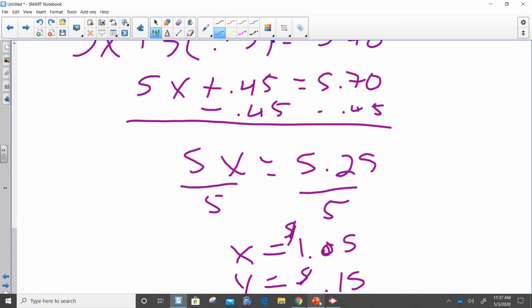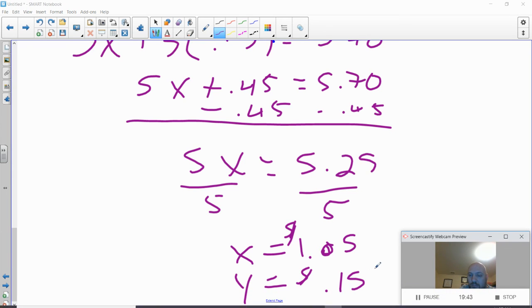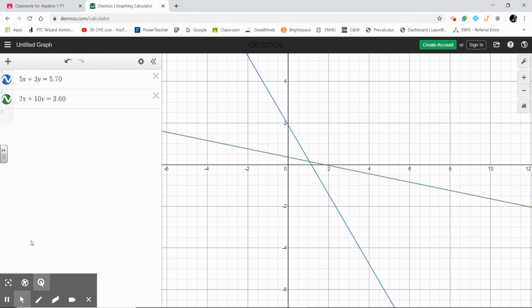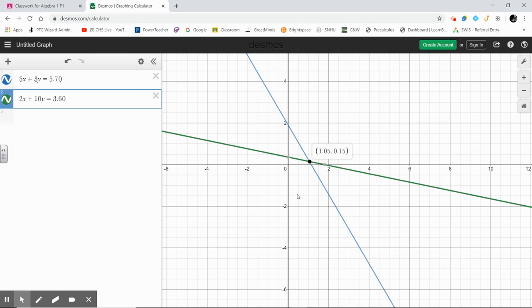Let's go take a look at the graph. So as you can see, I've got my 2 equations here. The blue line represents the first equation. The green line represents the second equation. And they intersect right here. And when I click on the intersection point, I get 1.05 for X, which was fudge, so $1.05. And 0.15 for Y, which is 15 cents for gum.